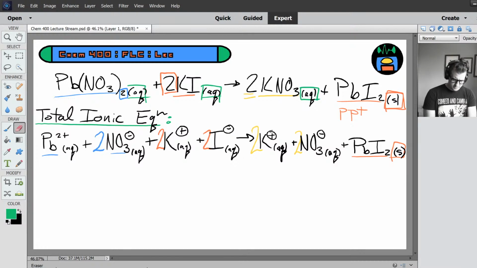Now I want you to notice something within the total ionic equation. I want you to notice that on the reactant side, we have, let's see. Jared, great question.